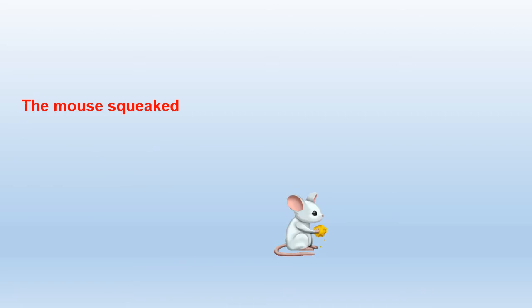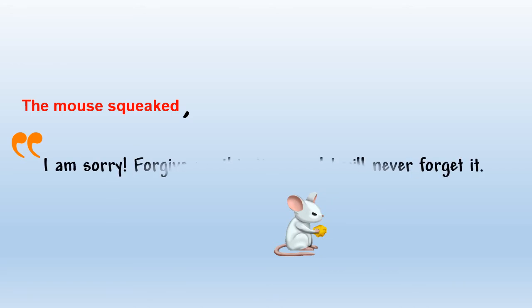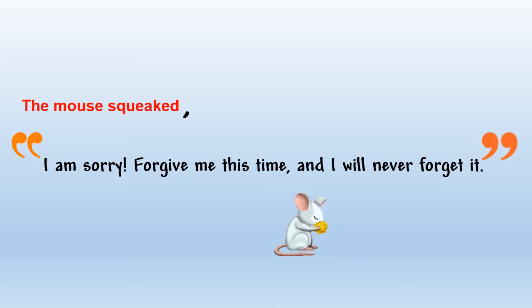Now we're going to use a little bit of punctuation. Instead of that long line that separates the speaker and the words, we insert a comma. The mouse squeaked, we open our speech marks, "I am sorry, forgive me this time, and I will never forget it." At the end of the sentence, we close the speech marks. So we have the character and the spoken words separated by the comma and the speech marks.